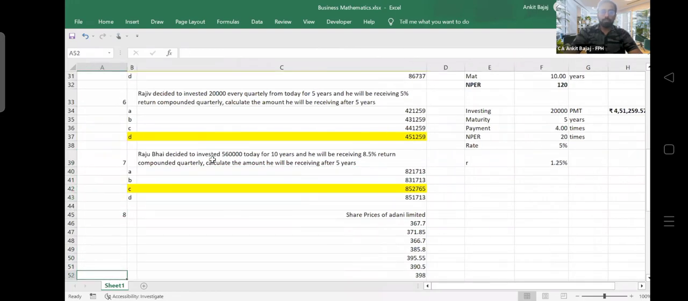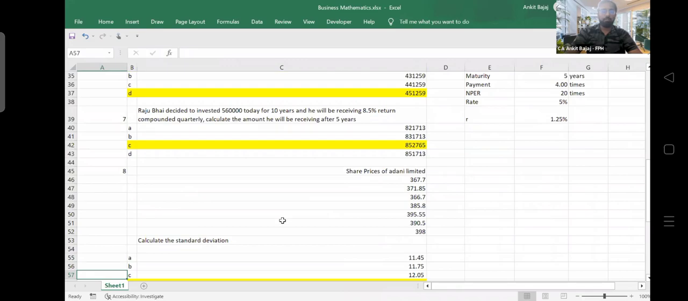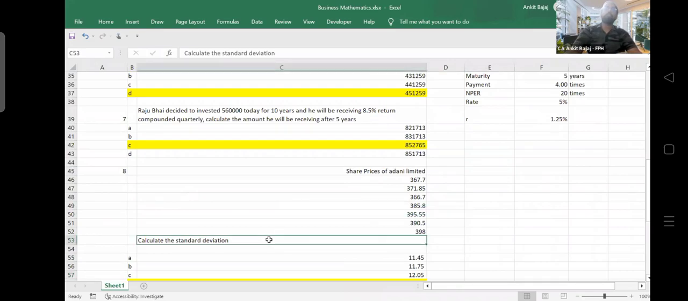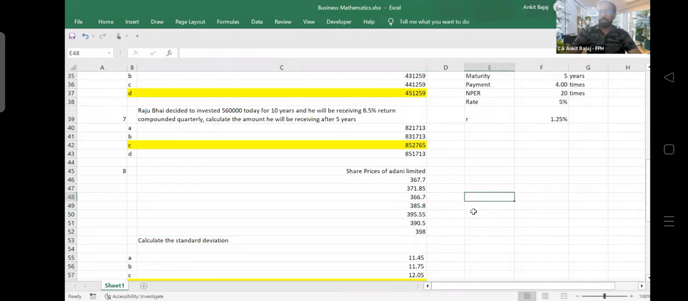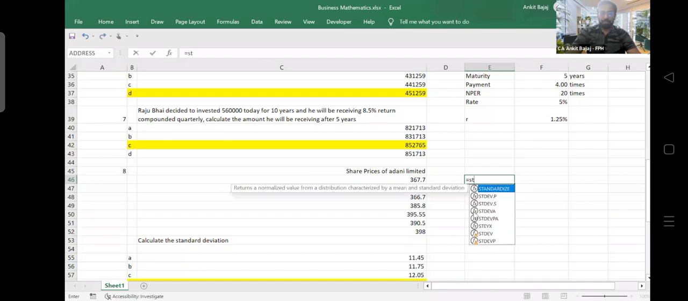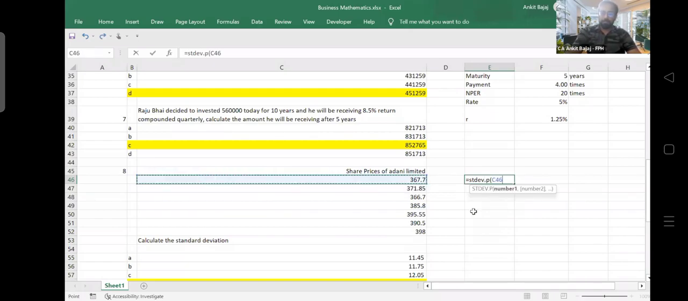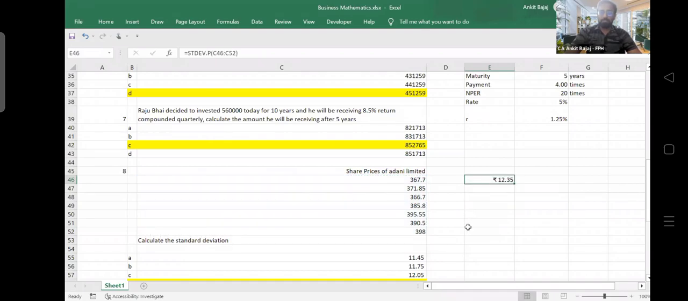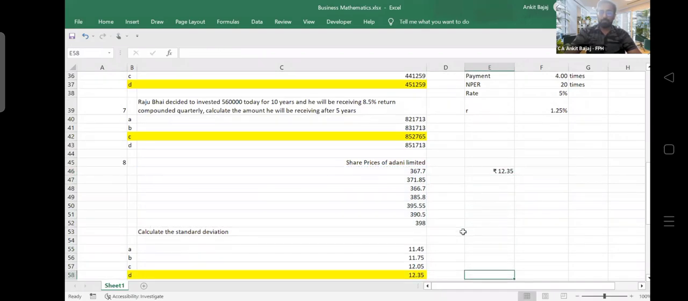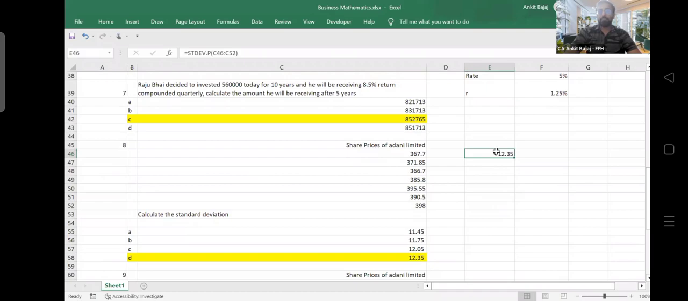Now, question number 8 is given here. It says you have to calculate the standard deviation. We have seen the formula for standard deviation. Here, the share price of Adani Limited is given, so we have to use STDEV.P. This is the formula to calculate standard deviation. We select all the values and close the bracket. So standard deviation is going to be how much here? Here, standard deviation is going to be 12.35. This is how we calculate the standard deviation.